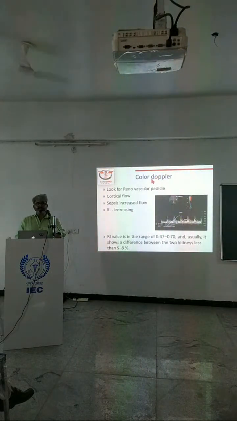So, what is meant by resistive index? Because that's what we usually get in more or less all of the reports. It involves the peak systolic velocity and end-diastolic velocity. Peak systolic velocity minus end-diastolic velocity divided by the peak systolic velocity is the resistive index. More or less, it ranges between 0.47 to 0.70, and the difference between the two kidneys could be 5 to 8%.